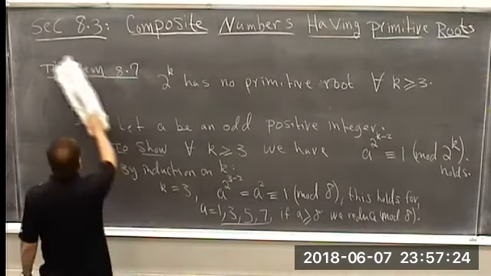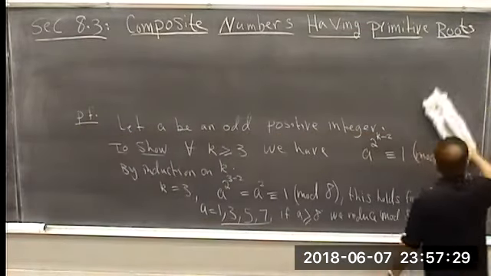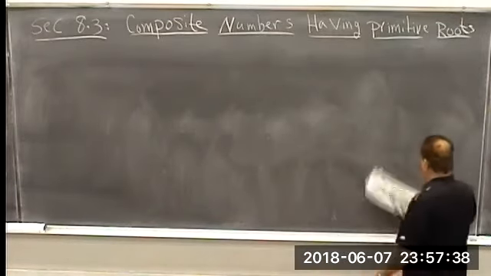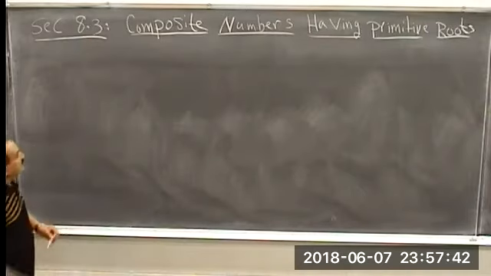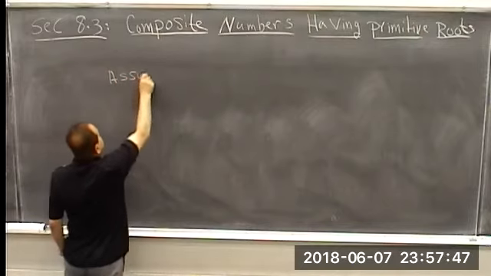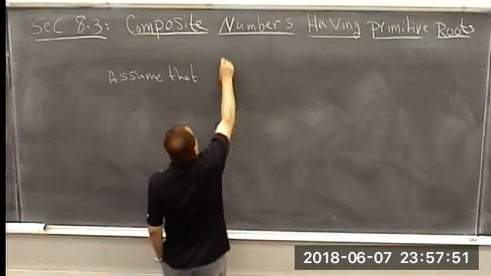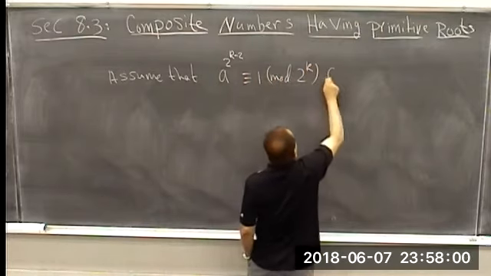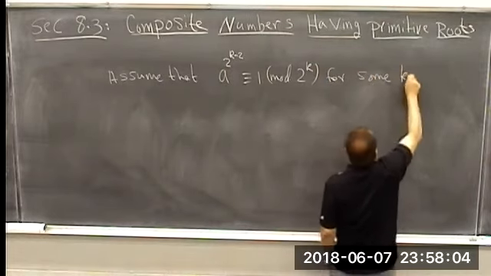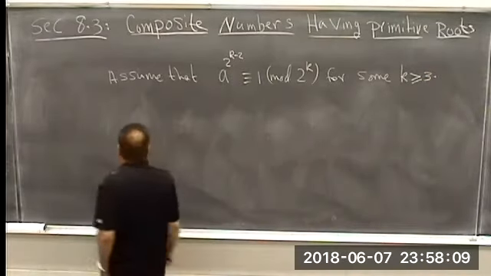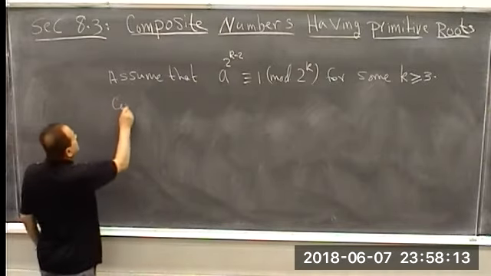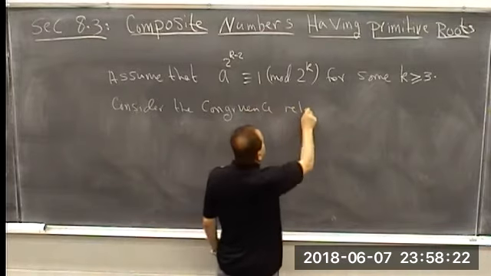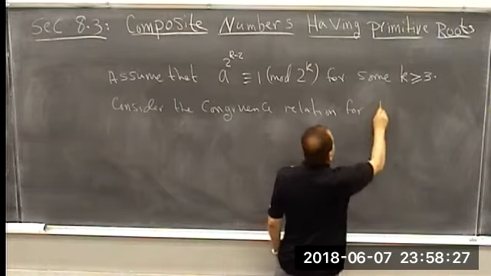So now let's set the induction hypothesis. The inductive step. We need to assume that this congruence relation holds for some k. So assume that a to the power 2 to the k minus 2 is congruent to 1 mod 2 to the k for some k bigger than or equal to 3. So we're going to consider the congruence relation for k plus 1.